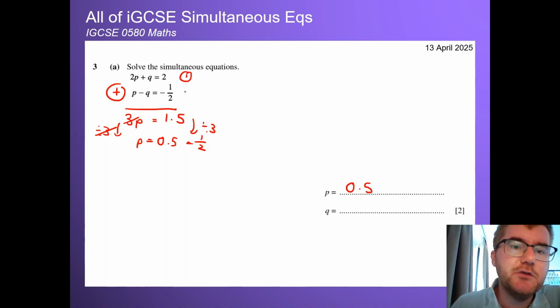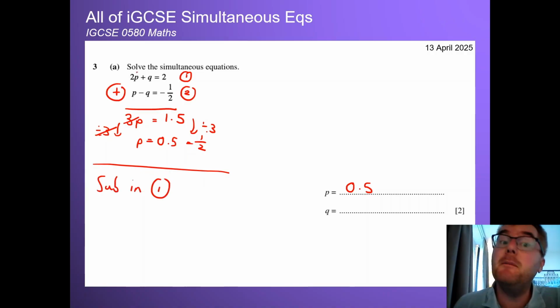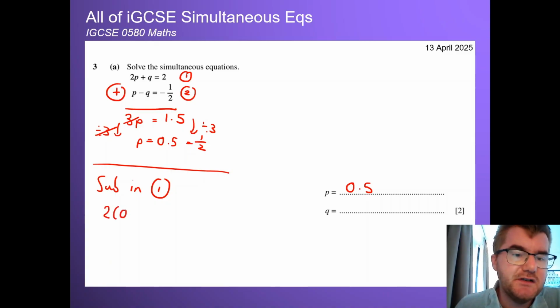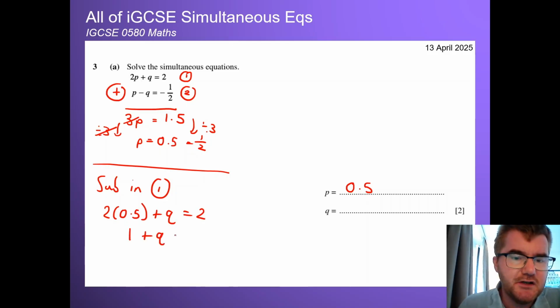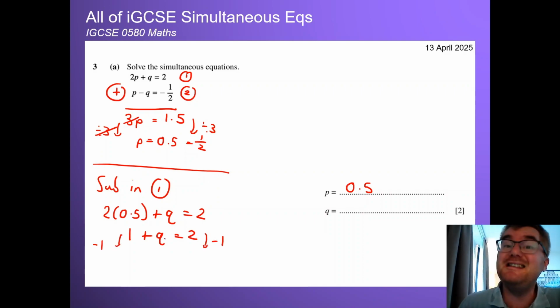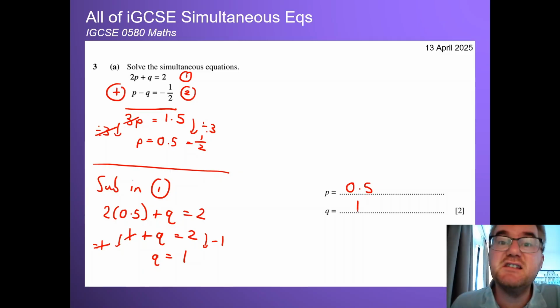Now we can choose which one we want to substitute into, 1 or 2. I think this time we'll substitute into 1. Why not? So sub in 1. Wherever I have a p, I put a 0.5. So 2 lots of 0.5 plus q is equal to 2. 0.5 times 2 is just 1. 1 plus q is equal to 2. And therefore we need to subtract 1 from both sides. A really nice, easy equation. And that gives us then q is equal to 1. So we can pop that down like so. So that was 2 marks, so it shouldn't be anything too difficult.